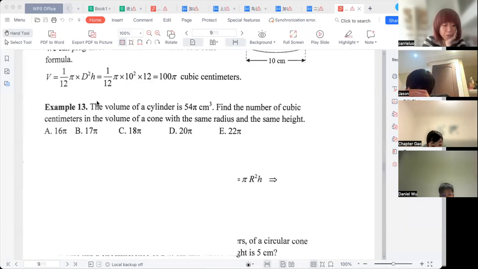Okay, think about the volume of the cylinder is the same volume as the cone and find out the cone, right? Oh, I think it is C. Okay, so Jason has given me the answer. How about Chapter and Daniel? Wait. He's gonna say D.